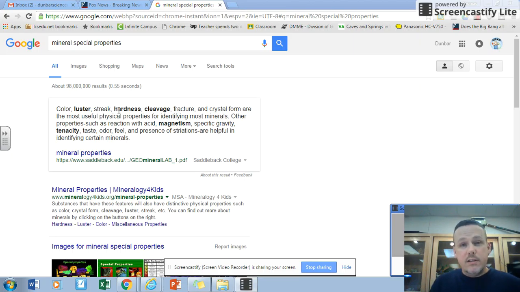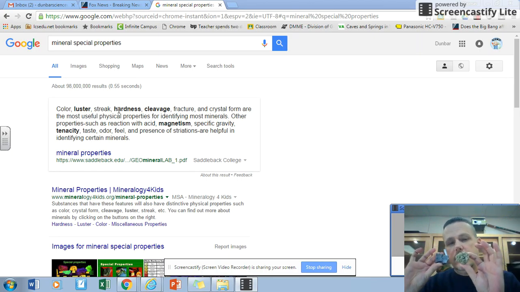Okay, luster. Luster is how bright something is or how it reflects light. This right here is galena, and galena is very lustrous. It reflects light really well. And so does pyrite. Pyrite reflects light pretty well. So you can see that they're very crystalline and shiny. Well, that's because they're reflecting light.